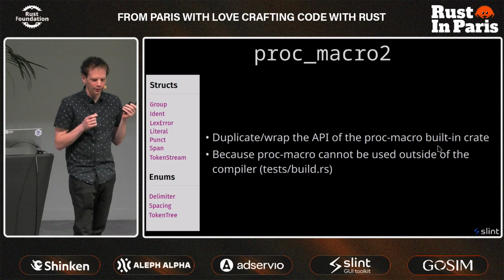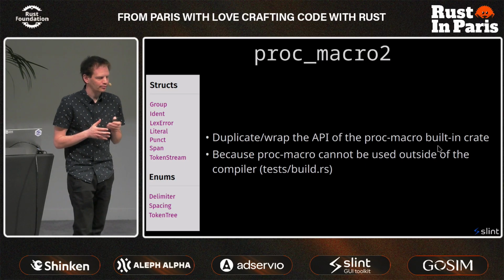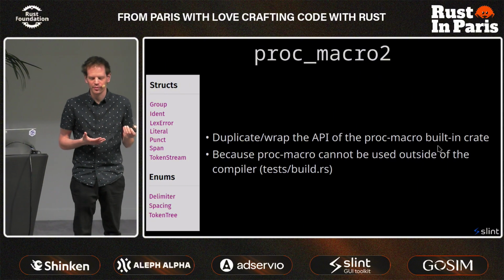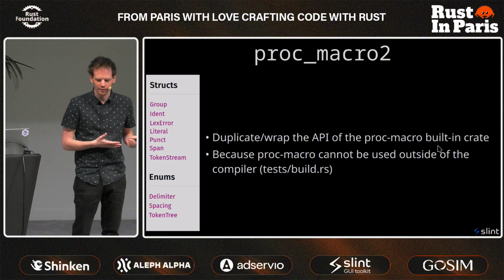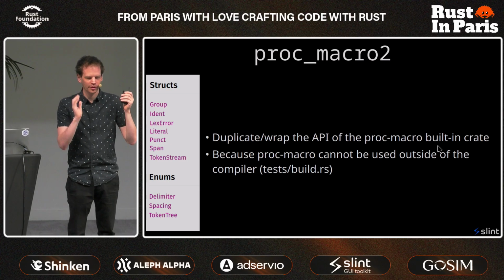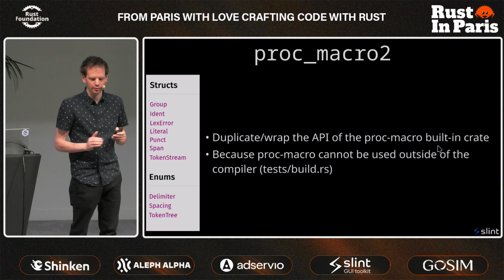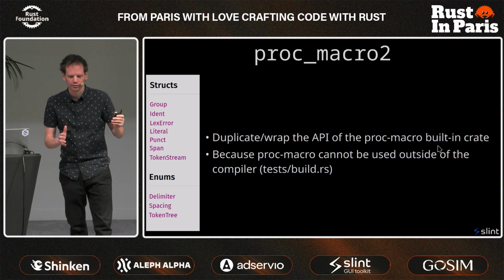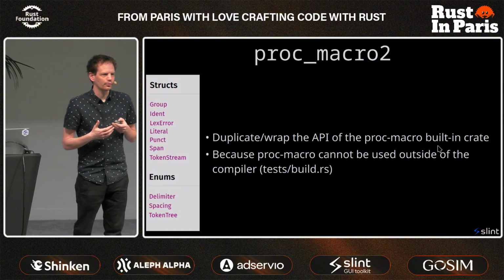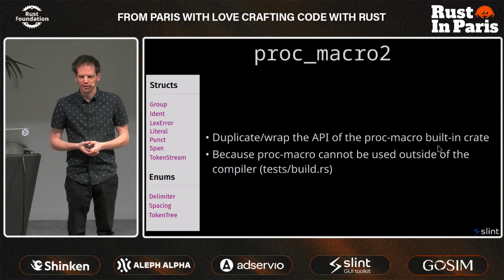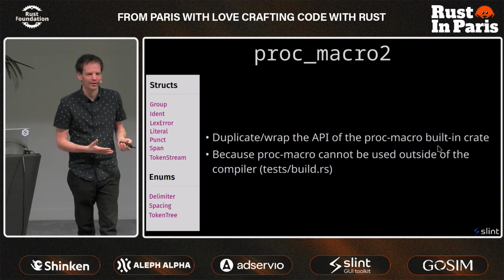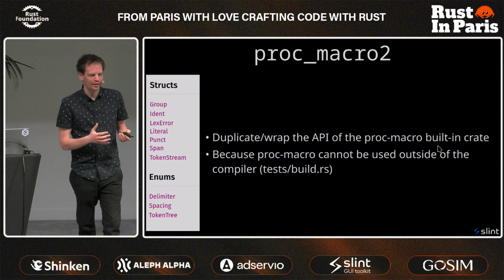The first is proc macro 2. This crate just replicates the API of the proc macro built-in crate. And this proc macro built-in crate contains a way to work with the token stream. So it has things like token stream, identifier, span, and stuff like that. But why does it need to be duplicated? Why can we not just use proc macro? That's because proc macro, the built-in crate, only works inside a proc macro.